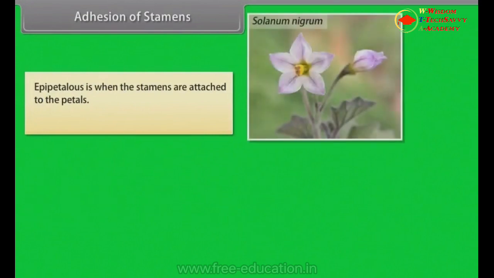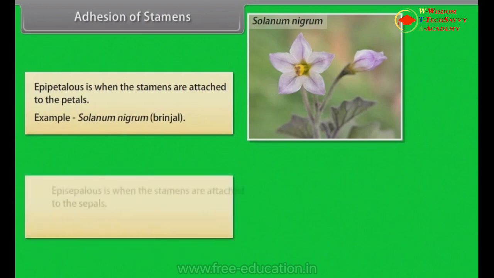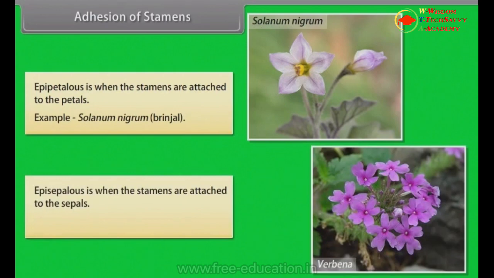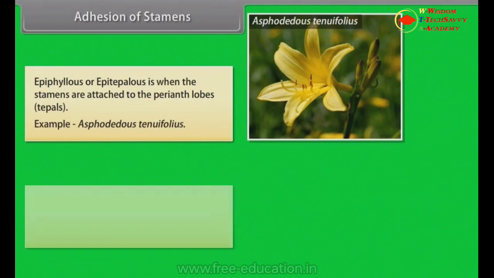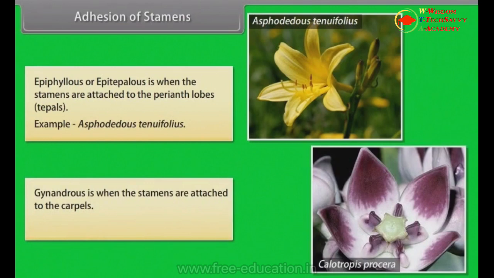Epipetalous is when the stamens are attached to the petals. Example, Solanum nigrum, brinjal. Episepalous is when the stamens are attached to the sepals. Example, Verbena. Epiphyllous or epitepalous is when the stamens are attached to the perianth lobes, tepals. Example, Asphodelus tenuifolius. Gynandrous is when the stamens are attached to the carpels. Example, Calotropis procera.